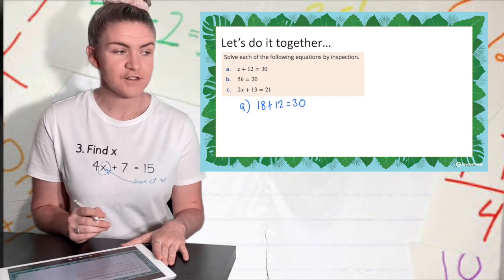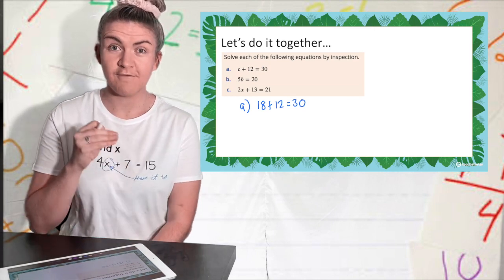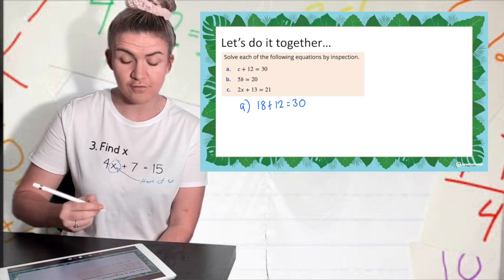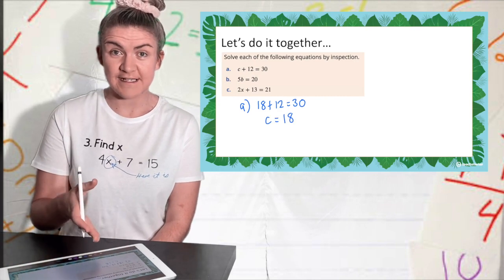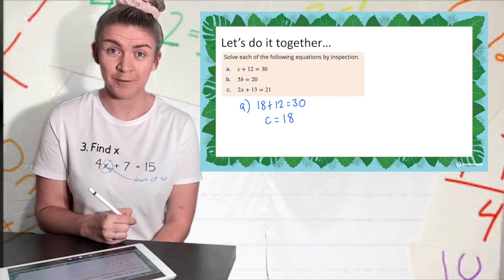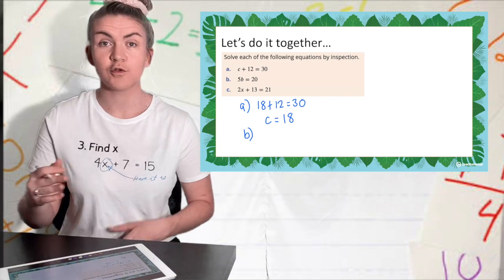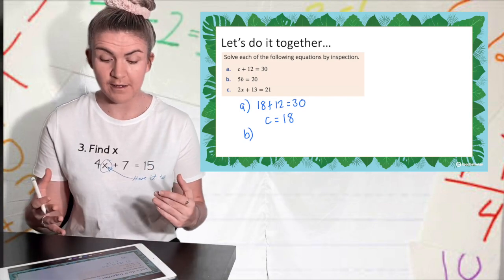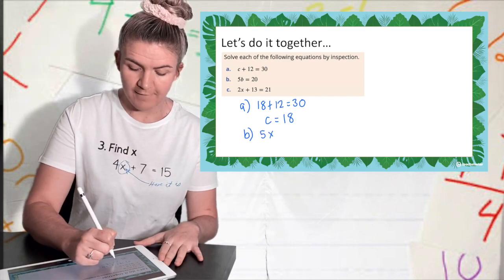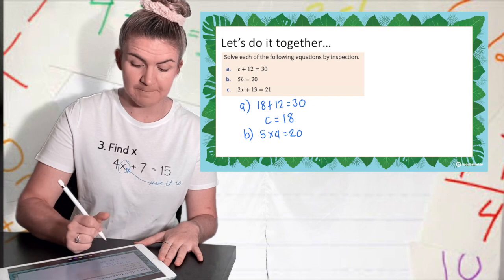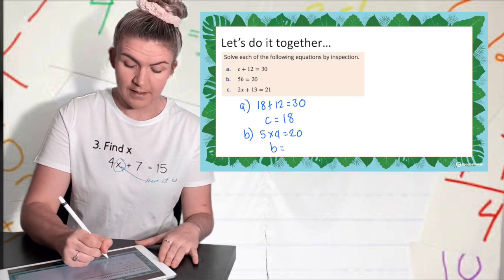But I have to solve the equation, and to solve an equation is what is the value of the pronumeral. So I have to write c equals 18. I have to say what the value of my pronumeral would be. Let's go b. 5b equals 20. 5b means 5 times b. So I have to think 5 times what number equals 20, and that would be 4. 5 times 4 equals 20. And again, I need to say what the value of b would be. b equals 4.